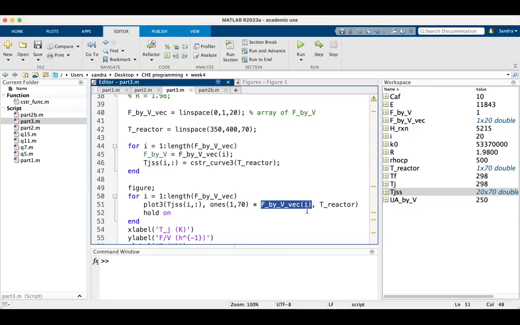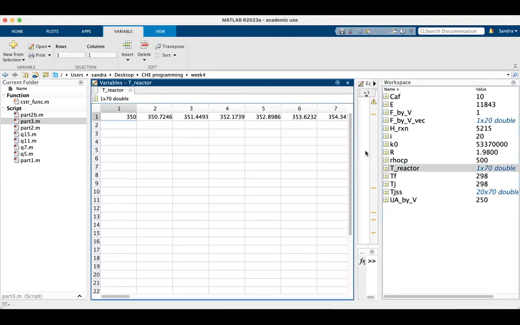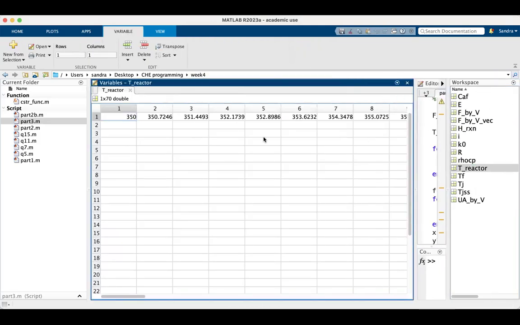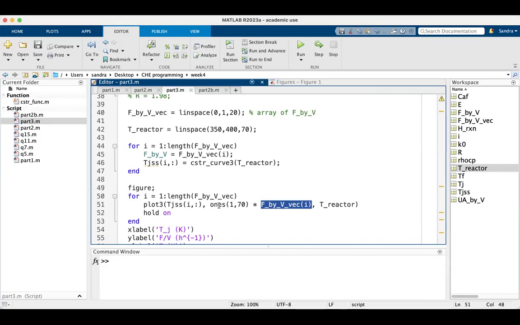So now what will happen? The initial value is 0, you will have 0, 0, 0, 70 times. And then you have the T reactor. T reactor, let us see, it is already a 1 by 70 vector here. Okay. You have the T reactor. So that's how we plot it.